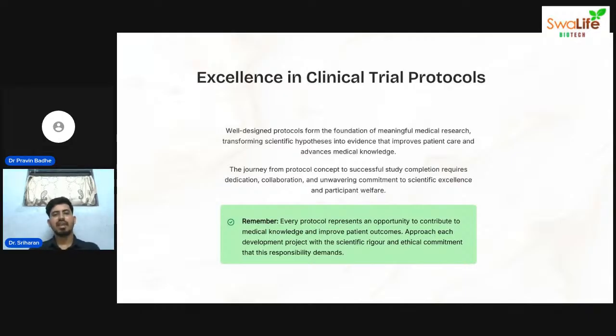This is the example of a well-designed protocol which leads to meaningful clinical research. First of all, you want to design a well-designed protocol, which will lead to the success of the clinical research. And remember one thing, every protocol represents an opportunity to contribute to medical knowledge. So your protocol should add to medical knowledge, and it should also improve patient outcomes. So your approach should be majorly focused on medical knowledge and patient outcomes.